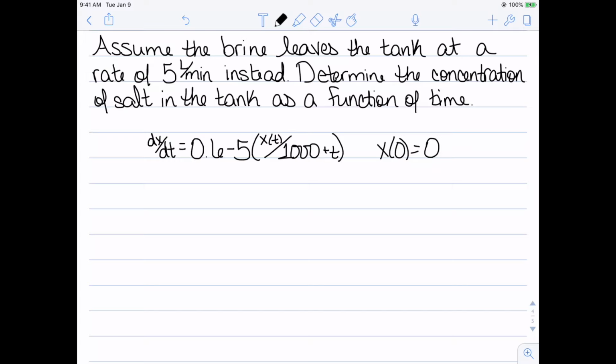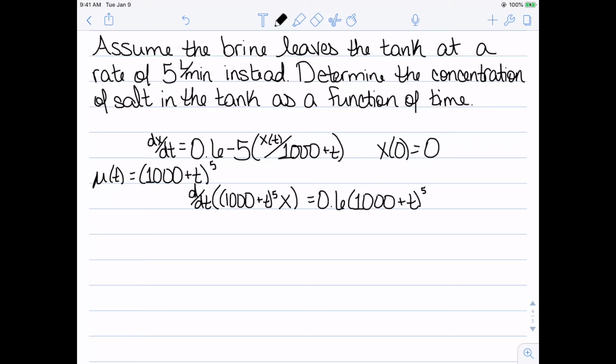And once again, we have the initial condition that x of 0 is equal to 0. While this is no longer separable, it is still linear, so we can use our method for solving linear differential equations. I'm going to skip a few steps here and give you the highlights. For solving this linear equation, the integrating factor is going to be mu of t is equal to (1,000 plus t) to the 5th.